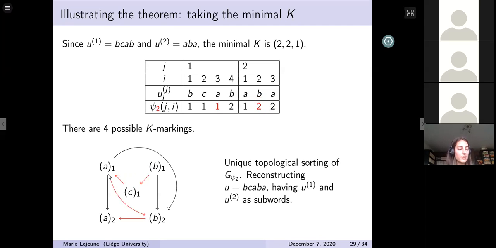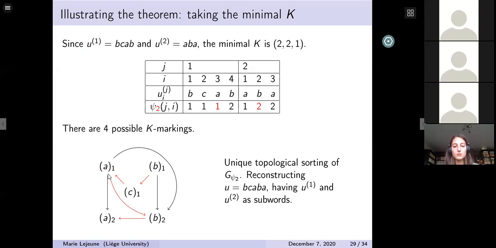The graph changed. It admits a topological sorting. And this topological sorting is unique because you have a Hamiltonian path here. So it means that this graph with this K marking will lead to a unique word U, having U1 and U2 as a subword and having 2 A's, 2 B's, and 1 C. And how can you find the word? You just follow the path B, C, A, B, A. This word works.